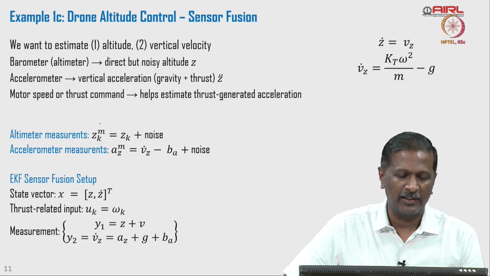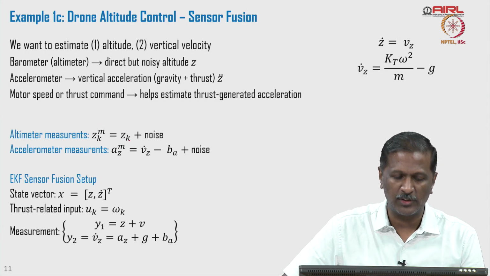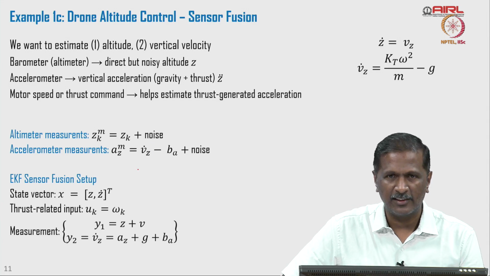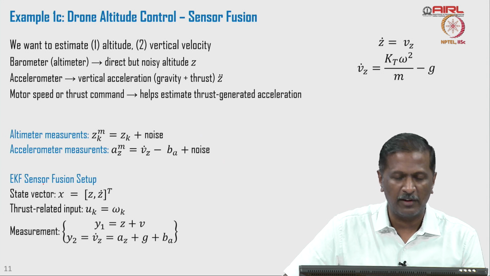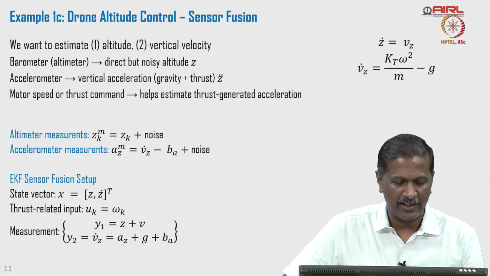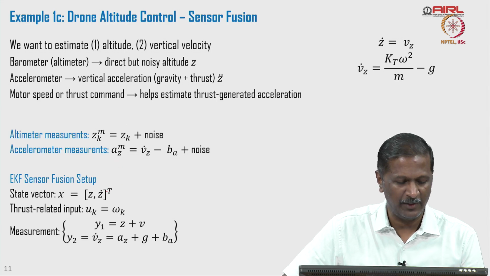my true altimeter. ZKM, my measurement, is true ZK plus noise. Your true acceleration measurement AZM is equal to V Z dot, the true acceleration, and you will have a sensor bias plus noise. So, I can use an extended Kalman filter for fusion. What do I want to get? My states Z and Z dot, where Z dot is nothing but my velocity.